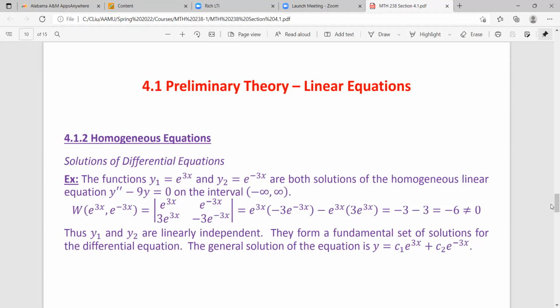But then you see e to the 3x and e to the negative 3x, they just cancel, so you get a 1. So in the first term, you get negative 3, and in the second term, you get 3. So at the end, it becomes negative 3 minus 3, which is negative 6. So that's never 0. So according to the theorem, the two functions are linearly independent. Remember, if the Wronskian is never 0, then the two functions are linearly independent.